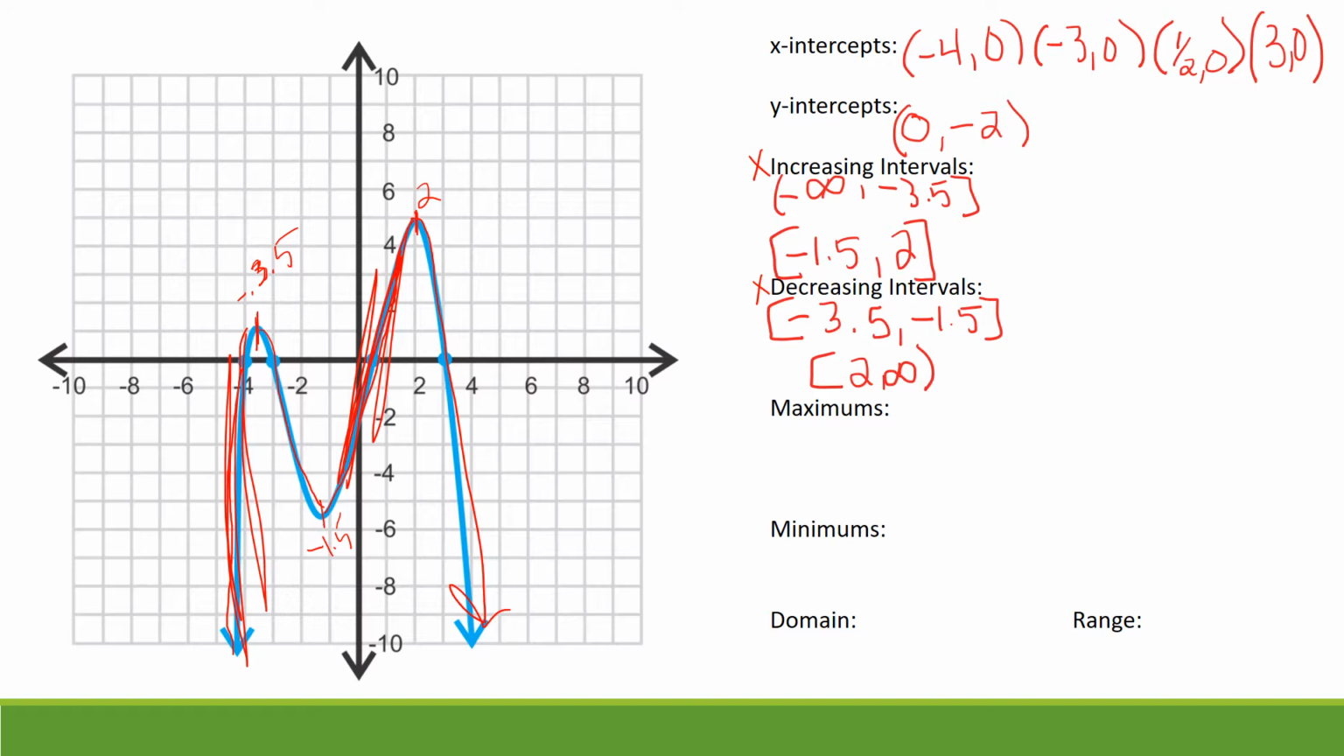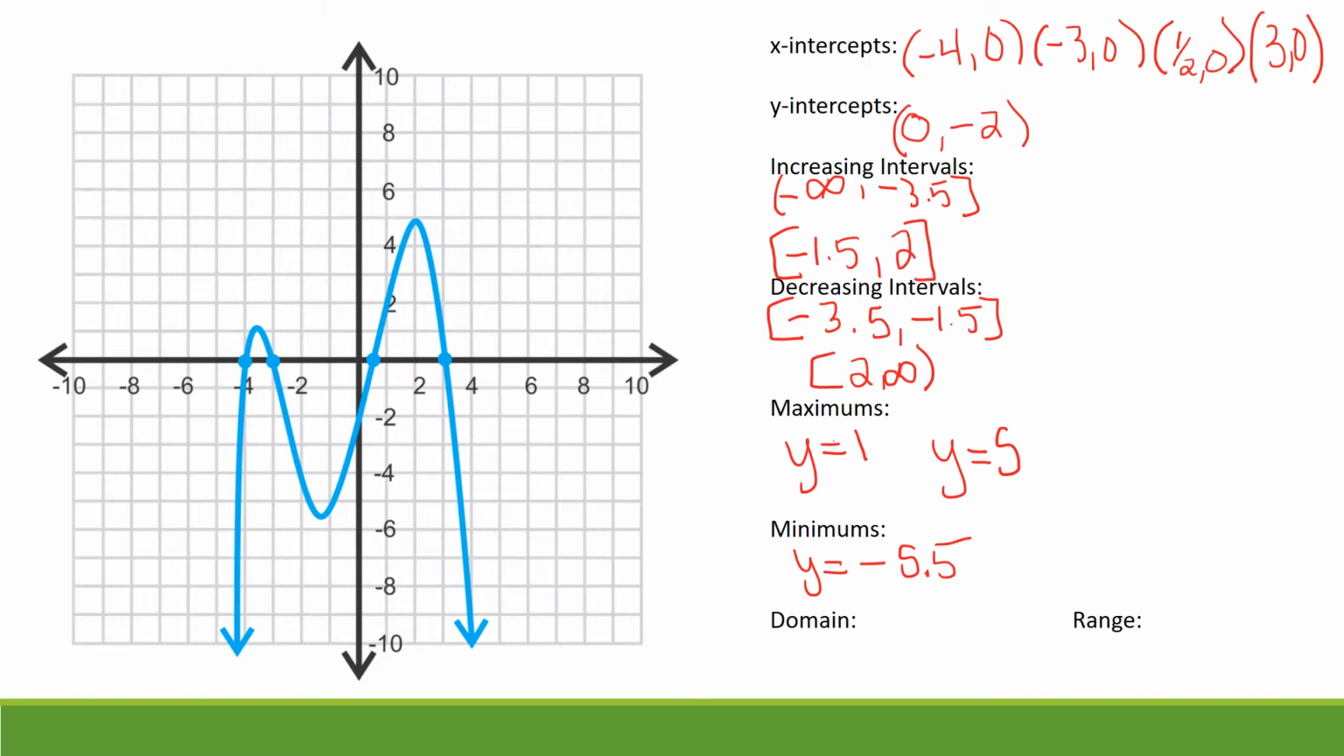And then my decreasing intervals are going to be the other intervals. So from here to here, which was -3.5 to -1.5 in brackets, and then from 2 to infinity, which is bracket 2 to infinity, parentheses, okay? And then our maxes and mins, we always talk about the y value when we talk about those. We have two maxes. We have a max here and a max here, and those points are y is equal to 1 and y is equal to 5. And then my minimum is the point right here, which has a y value of -5.5.